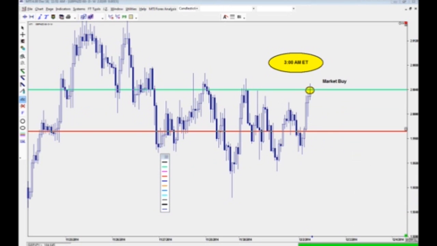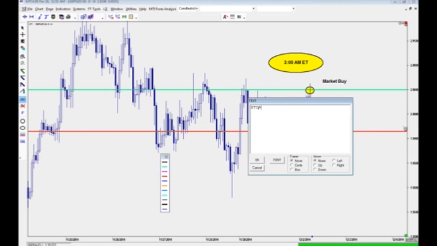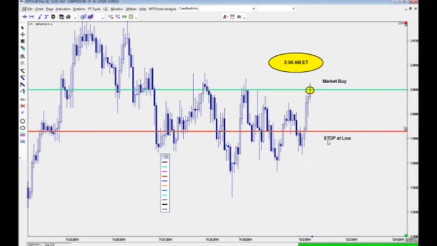And for those of you that aren't really familiar with what a stop is, understand that a stop is basically allowing you to exit your position in case the market goes against you, all right, to stay safe. That's what a stop is. And so let's go ahead.